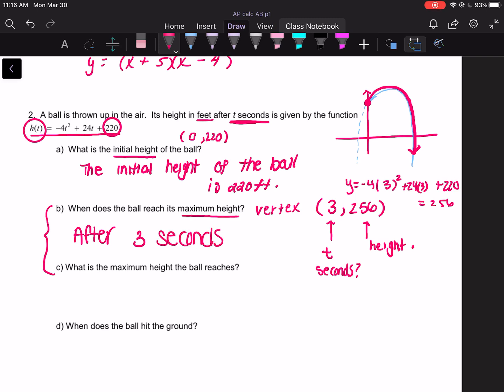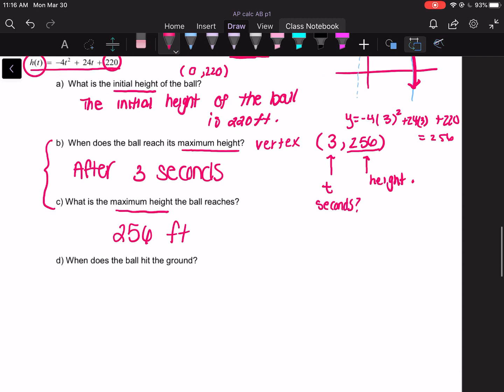And now what is the maximum height? Well, that's the y value of the vertex. So we say the maximum height is 256 feet. Anytime it asks for max or min, you're thinking, okay, let's look at the vertex and understand what part of the vertex represents what.